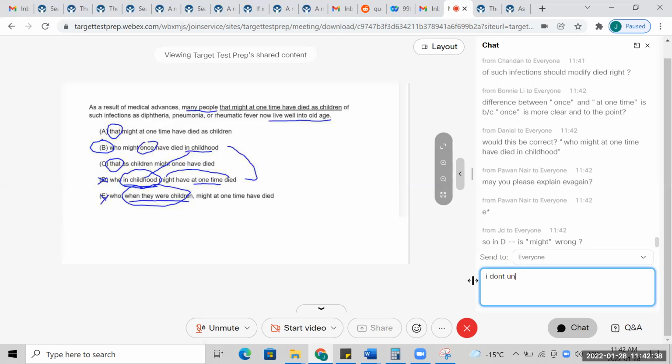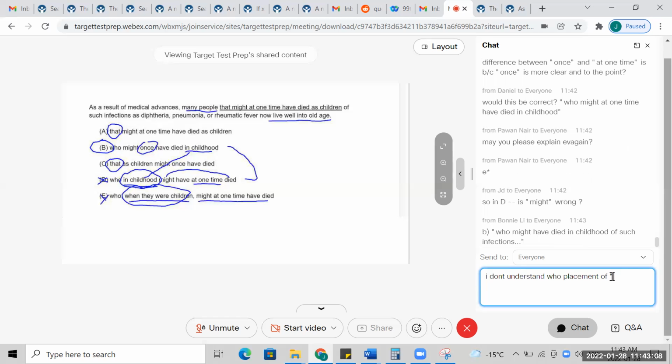Can I explain E again? Yeah. So the whole thing we're doing is looking at the placement and then the time sequence basically. So this is saying when they were children, they might have died. They might have during their childhood died. Well, they didn't die. You're saying, oh, Jim, when he was a child, he might have died, but did he die? I mean, it's so hard to say it the same way they say it. It's basically saying, oh, maybe he might have died. It's possible that he is dead. But he didn't die. He lived well into old age, so we know that he didn't, at one time, might have died when they were children.